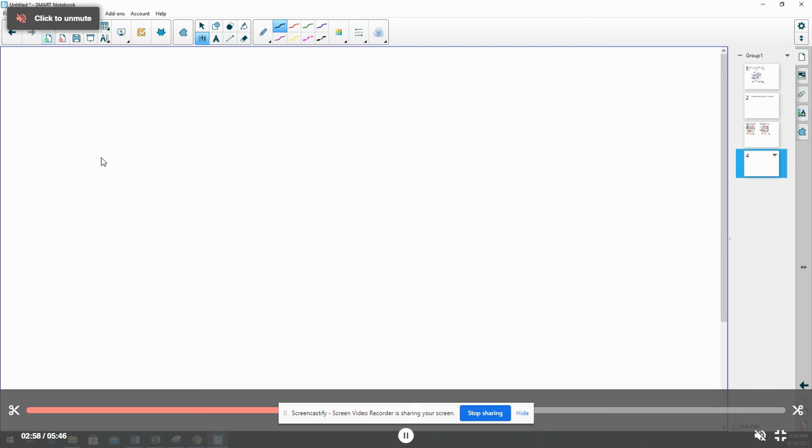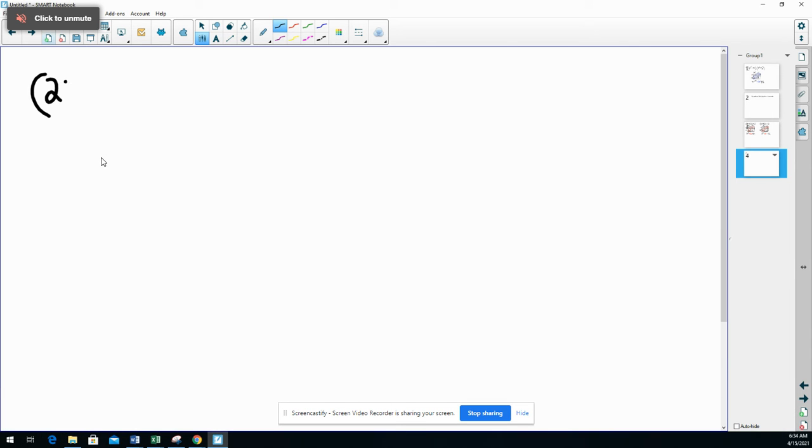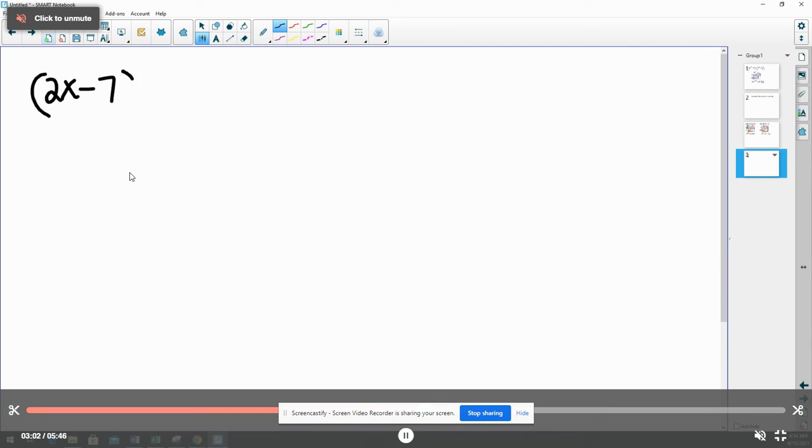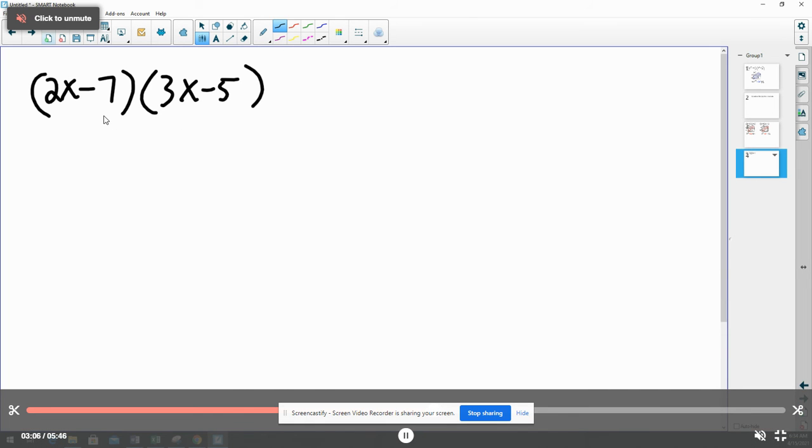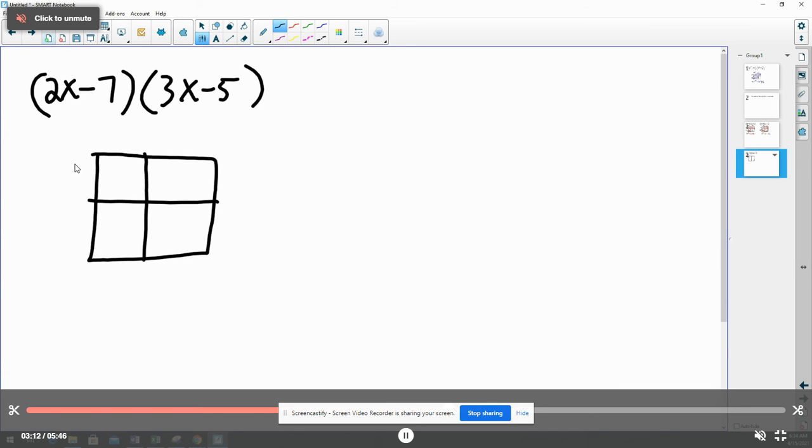All right, one more example of the Punnett square, and then I'll show FOIL as well. But I think the Punnett square is a much better method. It's a lot more organized. So we have 2x minus 7 times 3x minus 5. Again, we make the box. We're going to put one on the side, one on the top. Again, I usually just put the first one on the side and the second one on the top, but it doesn't matter. Like, yeah, these could be switched.